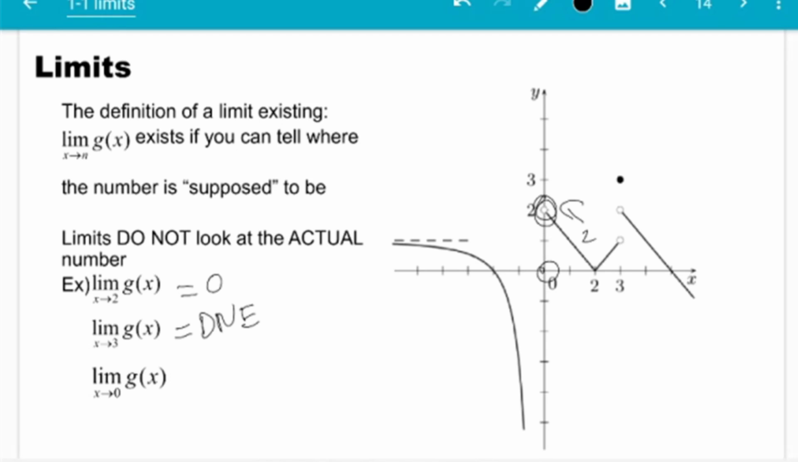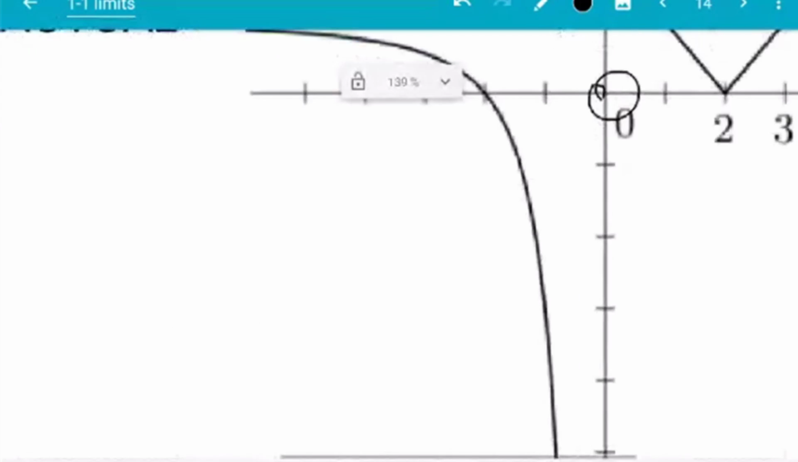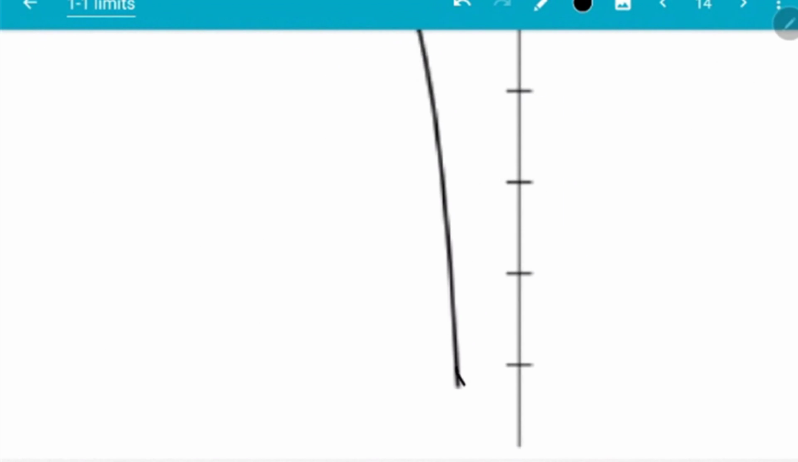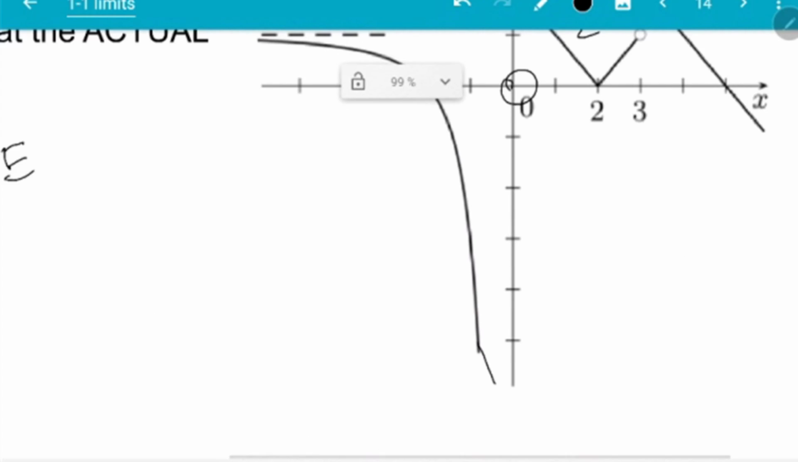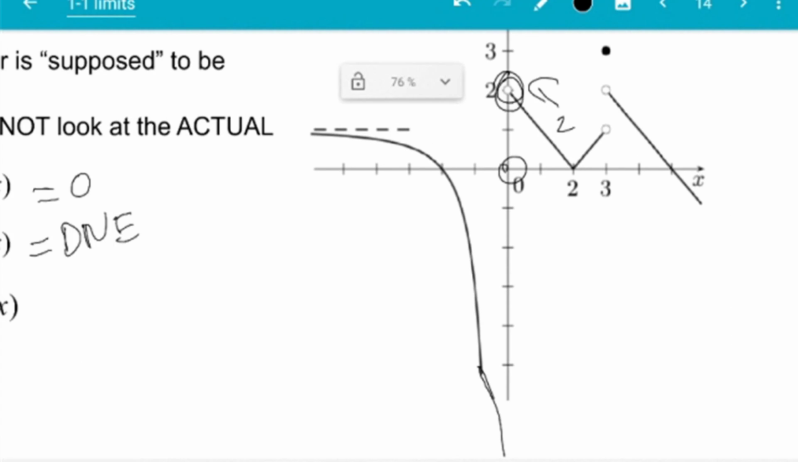Okay, interesting. So the answer is does not exist. The reason why it does not exist is if I'm coming from this left side here, I'm getting closer and closer to 0, and my y value's just nosediving all the way down. Because of that, we're always looking from the left, we're always looking from the right. Even if there's that drop off, we always look from the left, we always look from the right. Does this sort of kind of make sense?